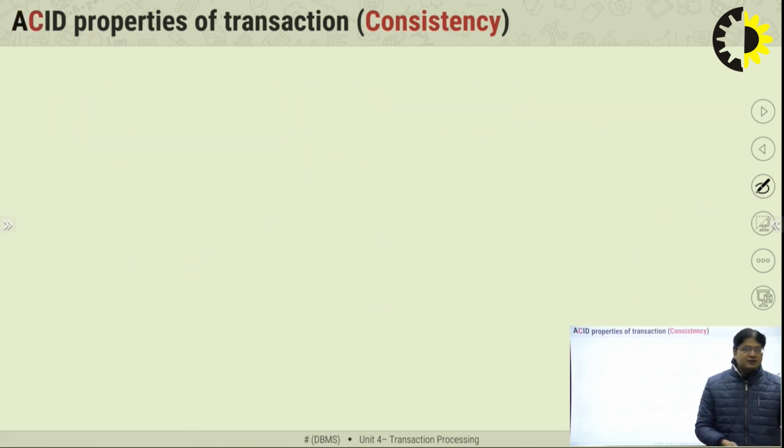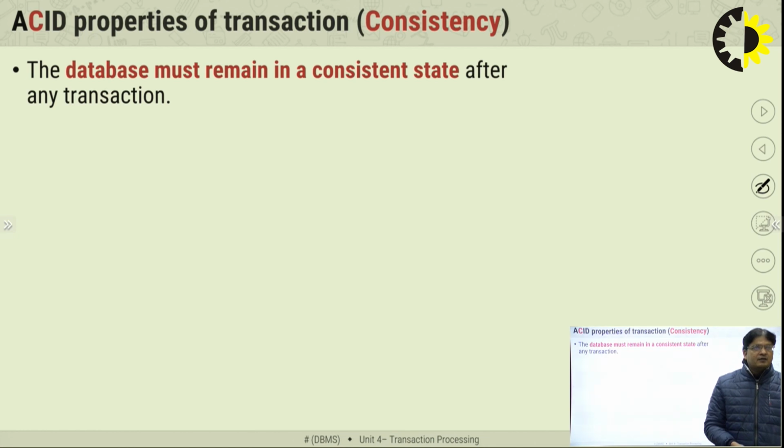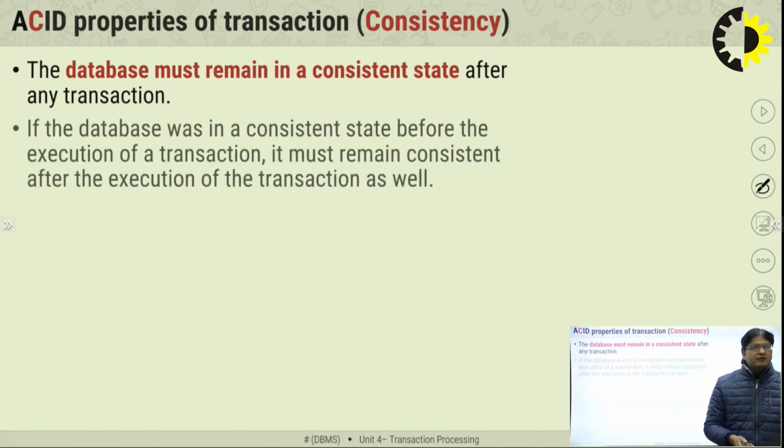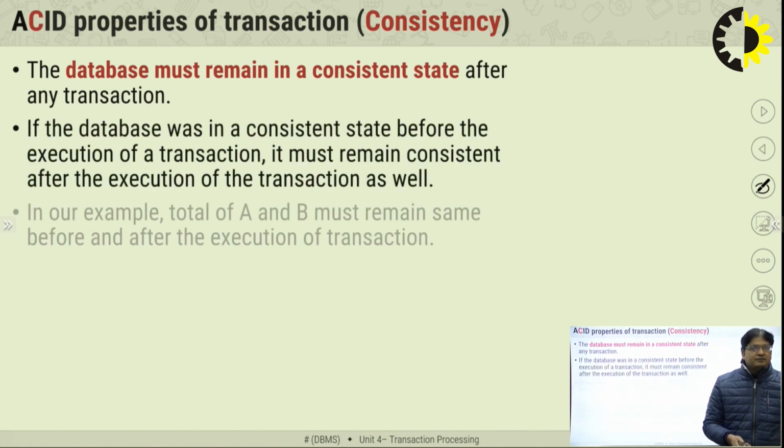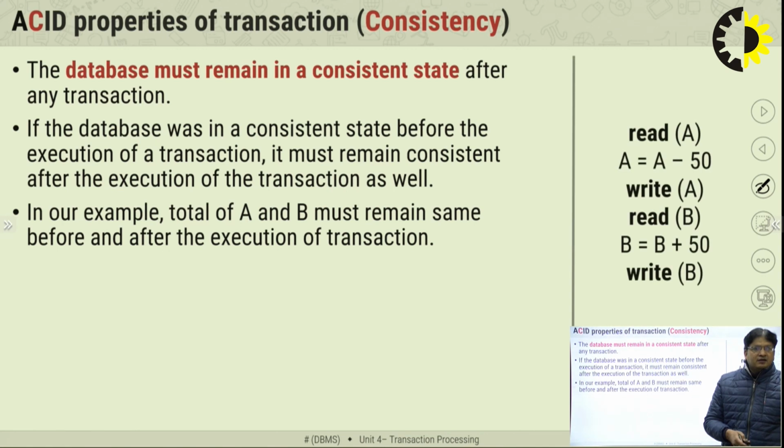Next property is consistency property. It states that the database must remain in a consistent state, the accurate or correct state, after the transition as it was before the transition. In our example, the total of A and B must remain the same as it was before the transition.